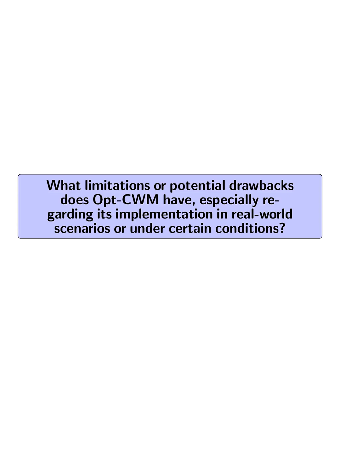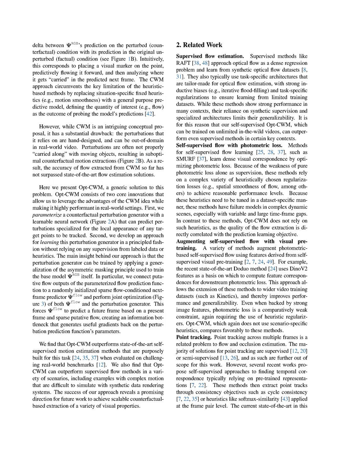What limitations or potential drawbacks does Opt-CWM have, especially regarding its implementation in real-world scenarios or under certain conditions? Opt-CWM has notable limitations, particularly concerning its reliance on a learnable perturbation generator, which, while designed to be context-specific, may still produce suboptimal perturbations if the training data does not adequately represent real-world scenarios. The perturbations generated can be out of domain, leading to inaccuracies in motion extraction when applied to complex scenes where the visual context significantly varies.